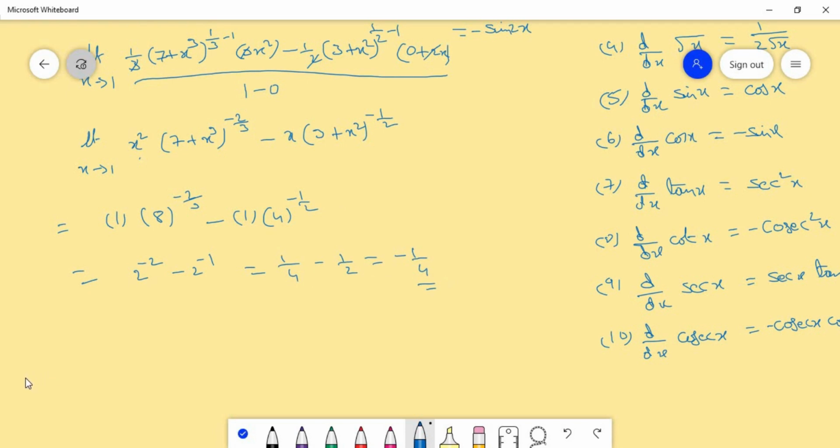See, simple thing. L'Hospital rule is the best way to solve limit problems. But before using L'Hospital rule, we need differentiation formulas. When you know the differentiation formulas, this is the best way for solving limits. And next we will take one more problem.